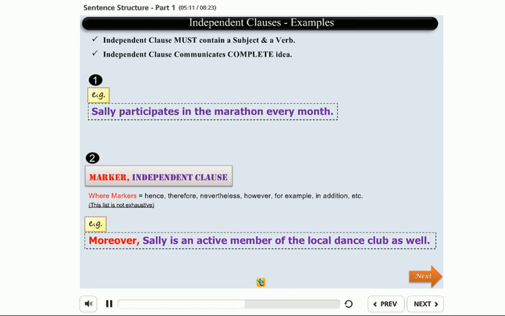Notice that this sentence begins with the marker moreover and is separated by a comma. Note that the list of markers is not exhaustive. There are many more such as additionally, furthermore, thus, etc. Review once again the typical structures of an independent clause. Pay close attention to the types of markers that mark the presence of an independent clause. Once again, an independent clause always communicates a complete idea. That is the biggest identification mark for an independent clause.